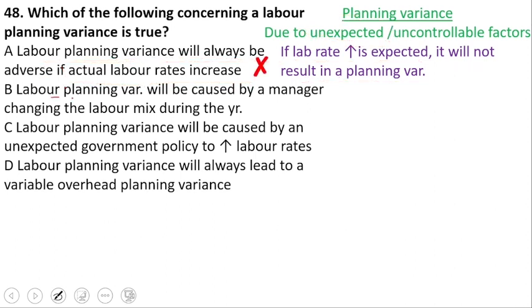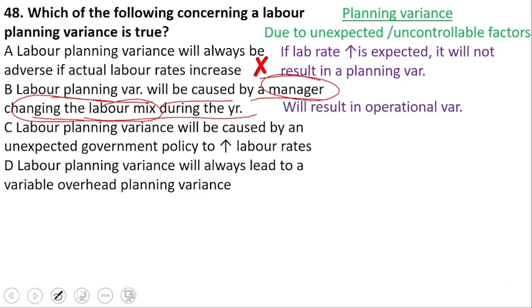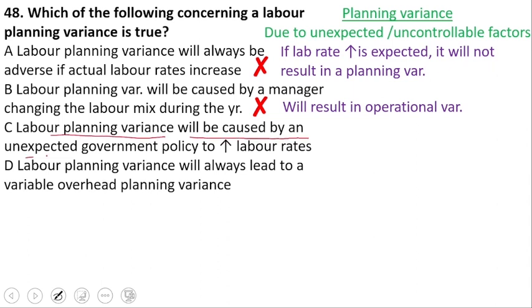Option B, labor planning variance will be caused by a manager changing the labor mix during the year. The manager is changing the labor mix. Is it an unexpected factor? Absolutely not. So it will result only in an operational variance and not a planning variance. Option C, labor planning variance will be caused by an unexpected government policy to increase labor rates. Yes, this is truly unexpected and hence it will result in a planning variance.